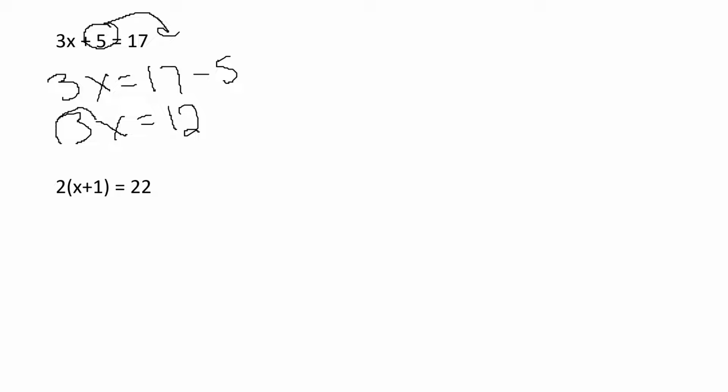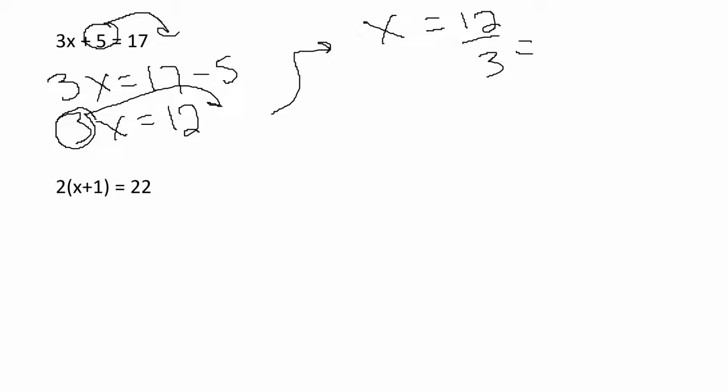Now I need to move my 3 over. When I move that over, the operation changes from multiplication to division. If it will simplify, I need to go ahead and simplify that out. 12 divided by 3 is 4. If it doesn't, just leave it as a fraction.